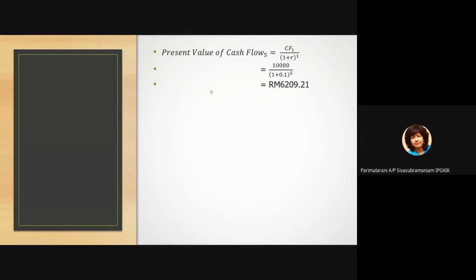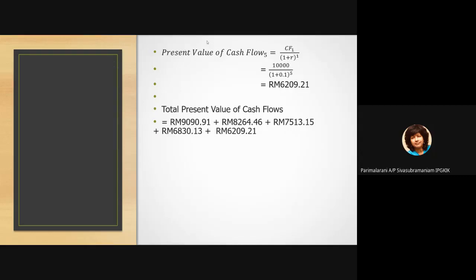Now what do we do? Add together. Now you have calculated the present value for each of the cash flows, so you add them all together. The total present value of cash flows 1, 2, 3, 4, 5 added together gives you 37,907. Just now when we added 10,000 every year for 5 years, it was 50,000. It looks like we're getting 50,000, but actually it's only worth 37,907 ringgit and 86 cents.